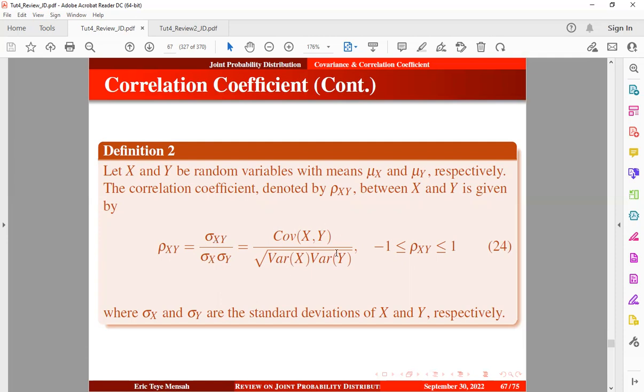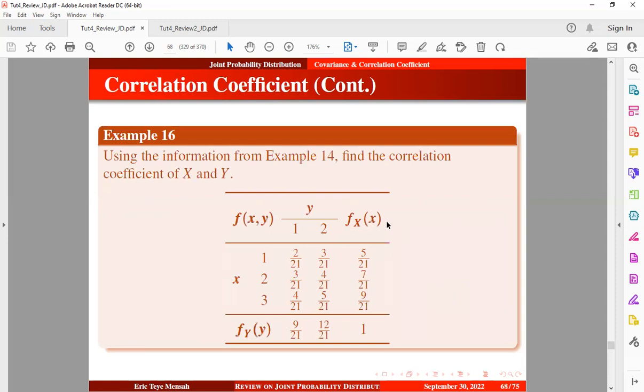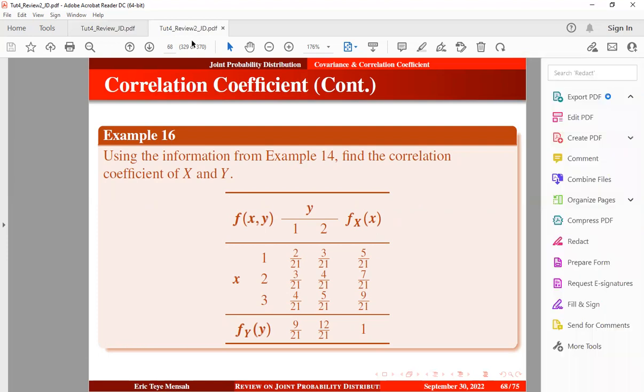You can also express it in this form, and the correlation coefficient will always range from -1 to 1, okay? All right, so now let's take a look at this example. Using the information from example 14, we want to find the correlation coefficient of x and y, okay? So let me show you example 14.